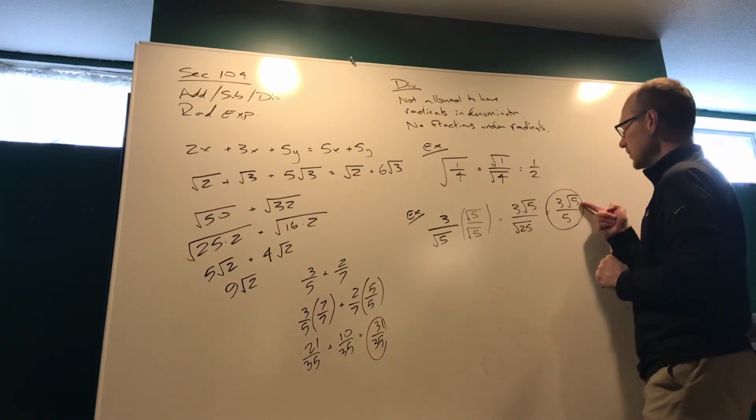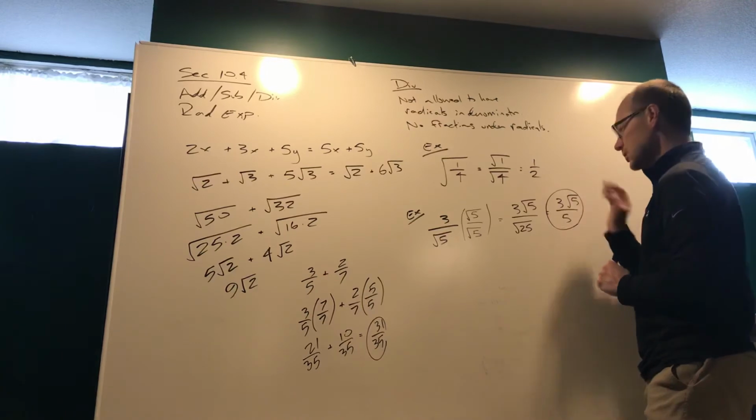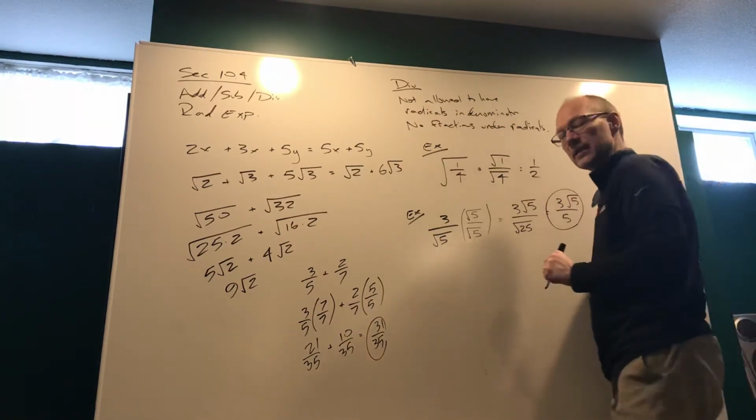Why doesn't this 5 cancel with this 5? Because this isn't a 5. It's a square root of 5. They're different things, so our answer is good as it is. This is called rationalizing the denominator.